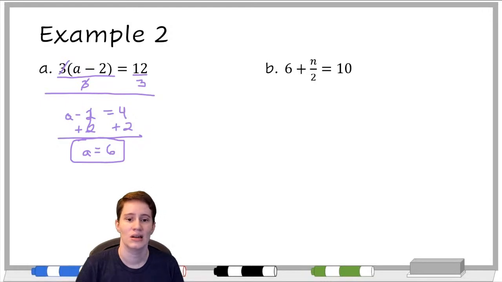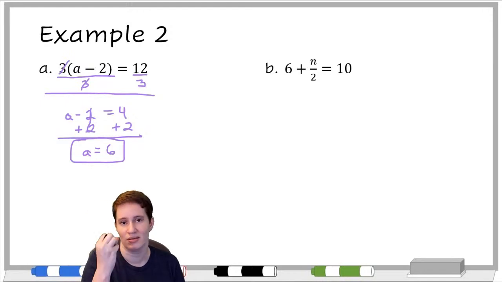And this next one may look intimidating because of this fraction, but again, we want to think of this n divided by 2 as being kind of stuck together until the very end. So that 6 is what we want to move first.